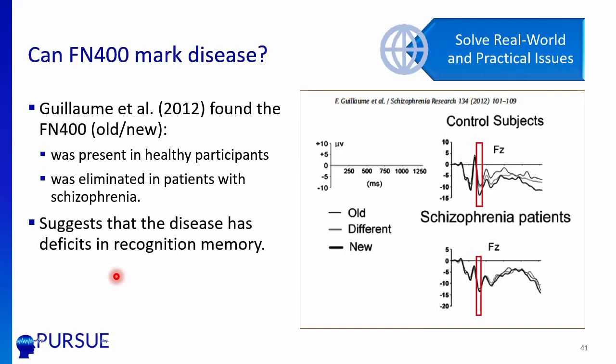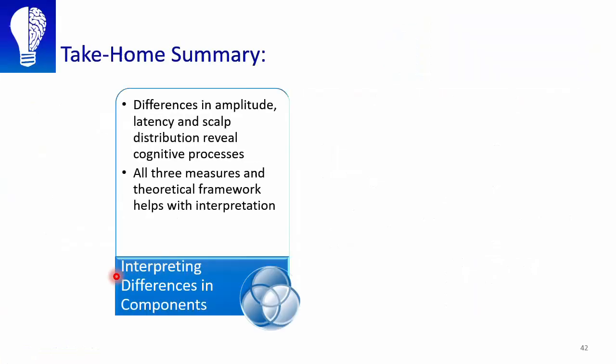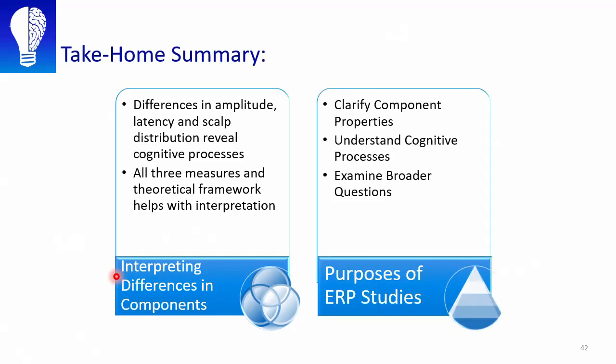So this is a way in which ERPs can be applied to real-world kinds of issues, in this case, patients with disease. So some take-home summary: differences in amplitude, latency, and scalp distribution reveal different cognitive processes. Research can clarify the components themselves, help understand cognitive processes, and maybe even be applied to broader questions.